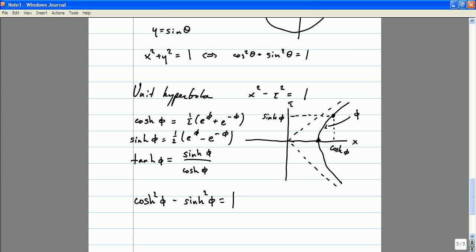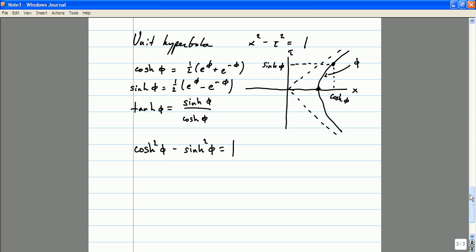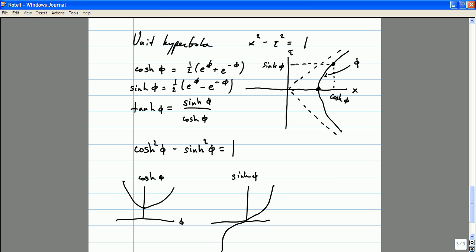So if I were to draw graphs of these functions, cosh phi as a function of phi looks like this. That's not a very good graph. Sinh phi looks like this. And tanh phi is the ratio of those two functions. So at very large values of phi, both sinh and cosh look like e to the phi, so tanh phi approaches 1. And then it goes to 0 at phi equal to 0, and approaches minus 1 as phi goes to minus infinity.